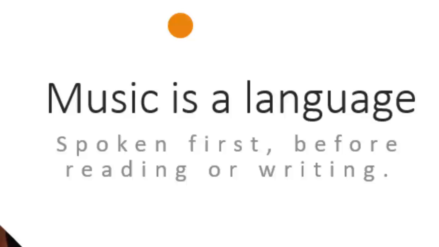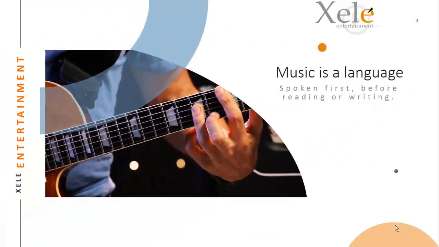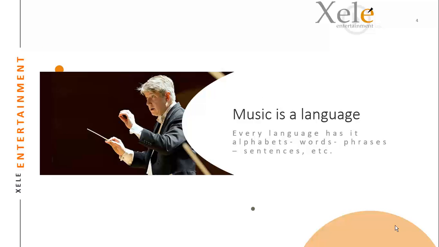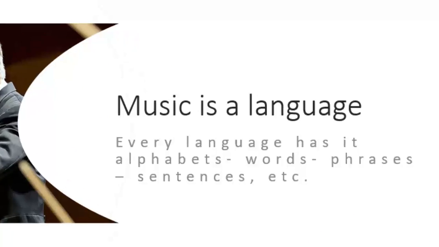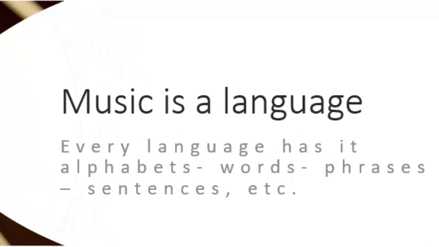You probably will not begin by learning to read and write music. Very likely you will begin by listening to music and then imitating what you hear as you attempt to sing it or play it on your instrument at whatever skill level. Just as the English language has its alphabets, so also does music. In both language and music, you put these alphabets together to make words, and then you put the words together to make phrases or sentences, and so on and so forth.